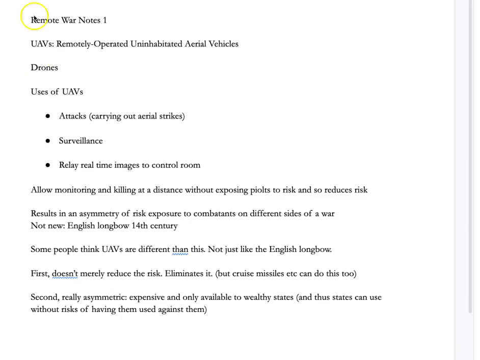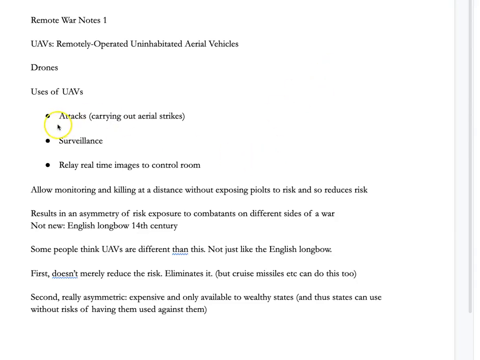Okay, so let's talk about remote war, and let's begin our discussion with UAVs or drones. A UAV or drone is a remotely operated, uninhabited aerial vehicle. So they fly around, no one's in them. The pilot is some huge distance away operating it. And UAVs have a number of uses.